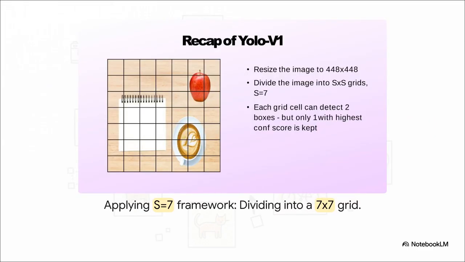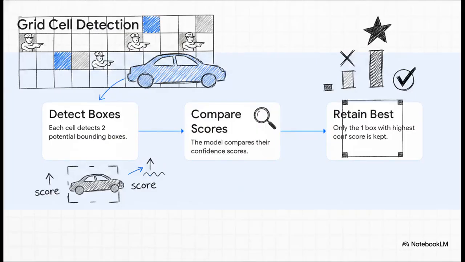And this brilliantly illustrates the next crucial step. The model applies what we call the S=7 framework. It lays this 7 by 7 grid completely over our objects, slicing that 448-pixel canvas into 49 distinct operational zones. The image is no longer just a picture, it's a highly structured matrix ready for analysis. I want you to imagine each of those 49 grid cells as a highly specialized, absolutely ruthless security guard. Their sole jurisdiction is triggered if the absolute center of an object falls within their specific square.